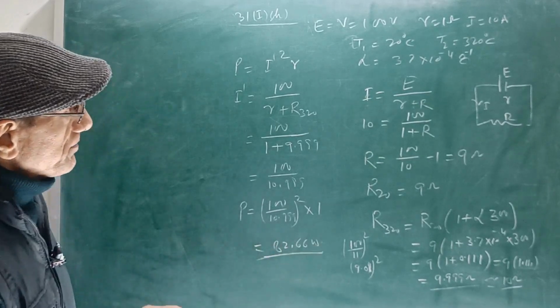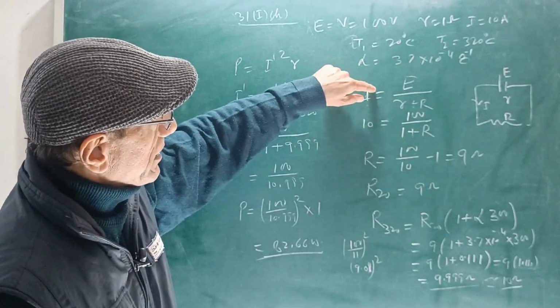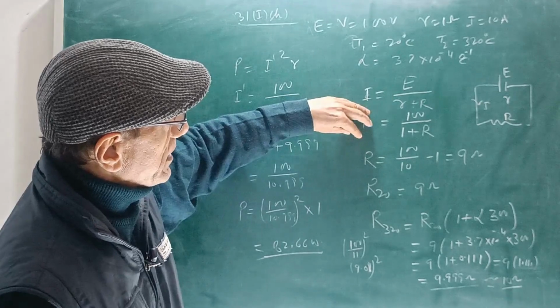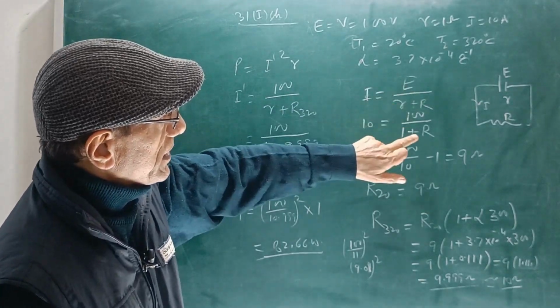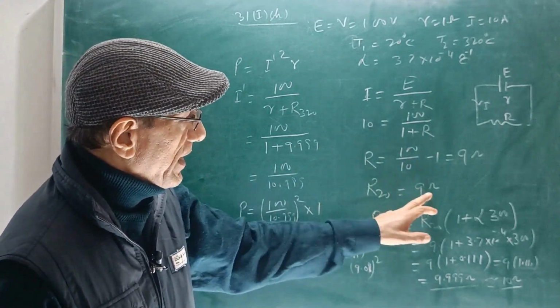एक बार फिर से देखेंगे, यहां पहले हम टोटल I निकालेंगे. I की वैल्यू है E upon R plus r. I दिया हुआ है 10, यहाँ 100 है, इससे हमारा R निकल जाएगा जो 20 डिग्री सेल्सियस पे है, तो उसकी वैल्यू आ गई 9 ओम.